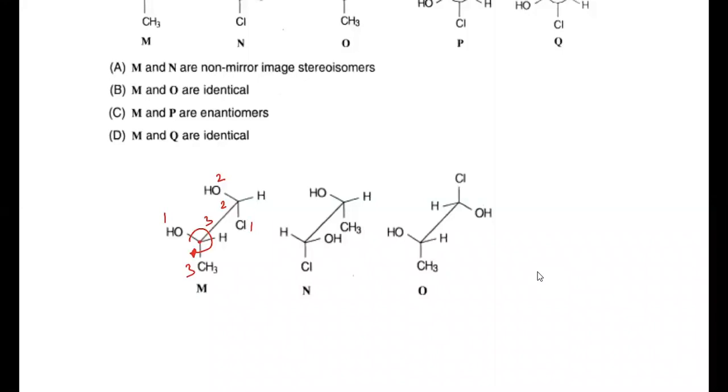So for the first one, I'm writing the Fisher projection at the same time in the structure. So this is position number 1, this is position number 4, this is position 2. Moving from 1 to 2 towards 3, the sense of rotation is clockwise. So this configuration is because H is at horizontal position. We will check the back carbon, and in that case we can write it this way.